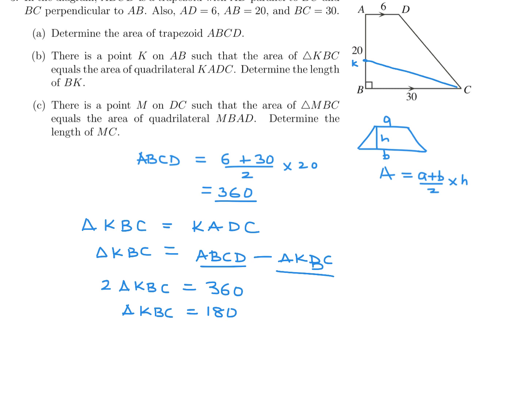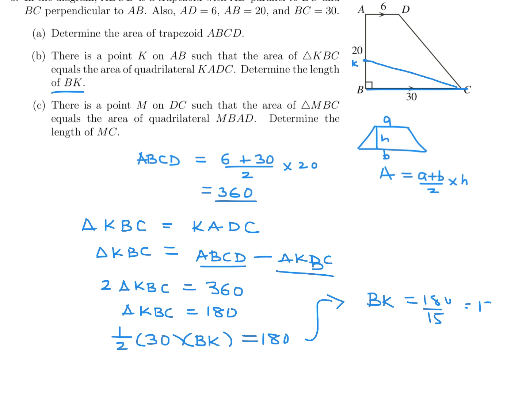What are we trying to figure out again? The length of BK. Okay. So triangle KBC is 1/2 base times height. Well, the base we know is 30, and the height is BK. So then this just becomes BK is equal to 180 over 15, right? 180 over 15 is 12. So that's it, 12 is the answer.